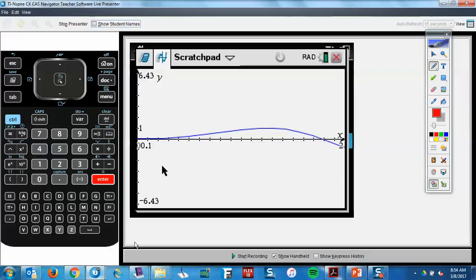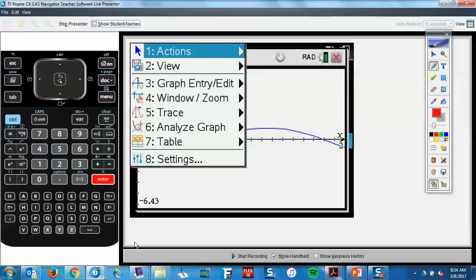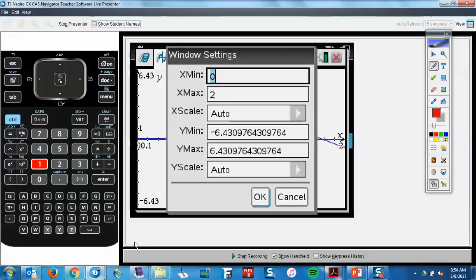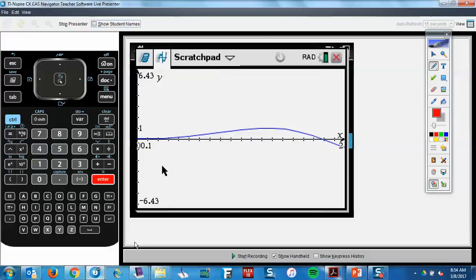So the best way to do it is, let's go back to it. We haven't done the zoom fit yet. So we go to our Windows settings. If we're looking at the integral from 0 to 2, I only want to see that graph from 0 to 2. So we go to Windows settings, we set our x min and max to 0 to 2. Okay, that's good. Hit OK, and then we go back to menu.